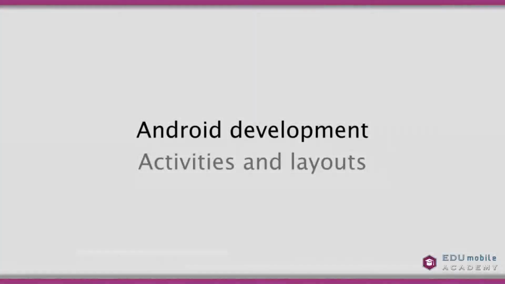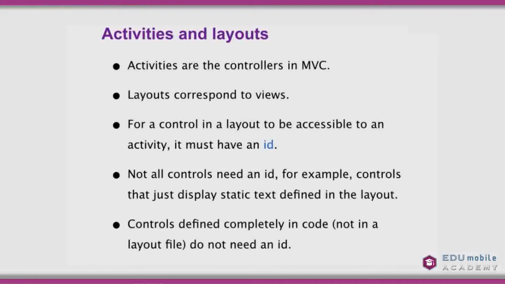Now we're going to talk about activities and layouts and the relationship between them. An activity corresponds, as we already said, to the controller in a model view controller design pattern, whereas layouts correspond to the views. So for a control in a layout to be accessible to an activity, in other words, for a control in a view to be accessible to a controller, it must have an ID, and this field is called ID.